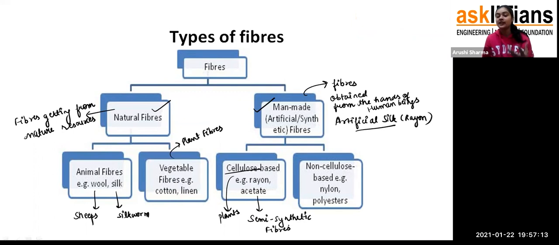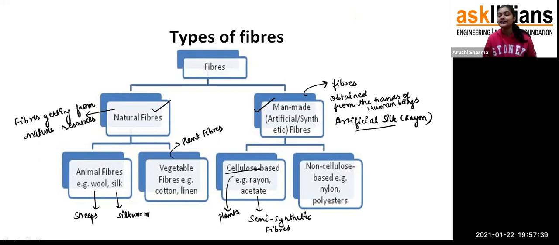For example, rayon, the artificial silk, is a type of fiber which we get from a cellulose base. That is the kind of semi-synthetic, where half of the part we get from the natural resource and half we get by doing something to it, and that's how we got the fiber.